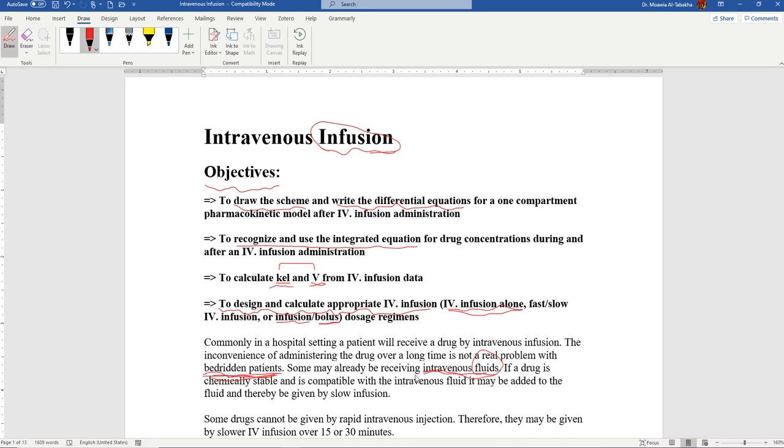Now, it's also very important to take into account how fast the infusion process is. For some drugs like vancomycin, if you infuse the drug rapidly, you may have what we call red man syndrome. So what I mean to tell you is that intravenous infusion can be useful in some cases.